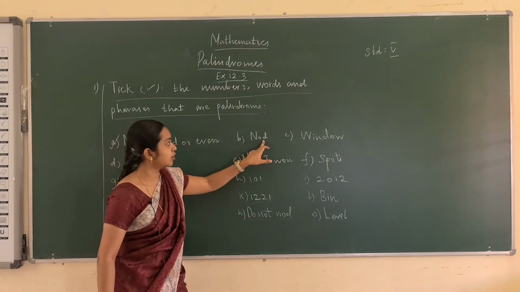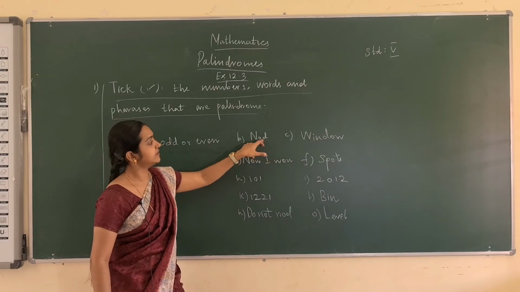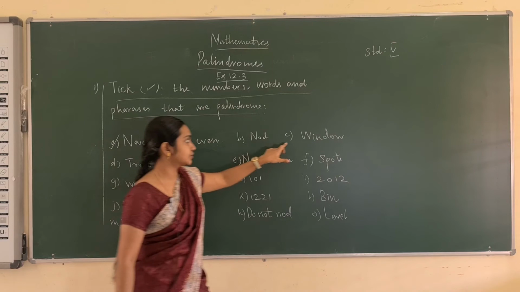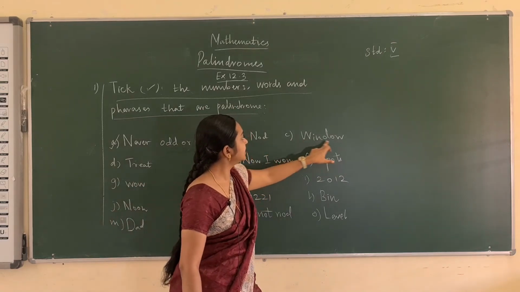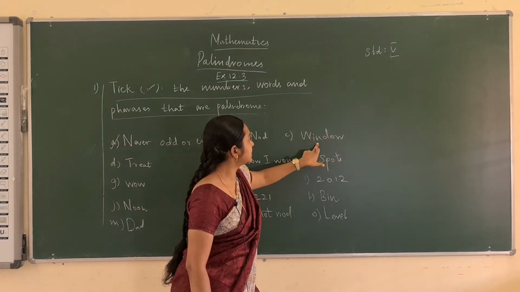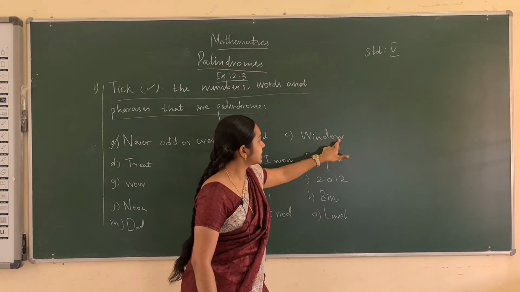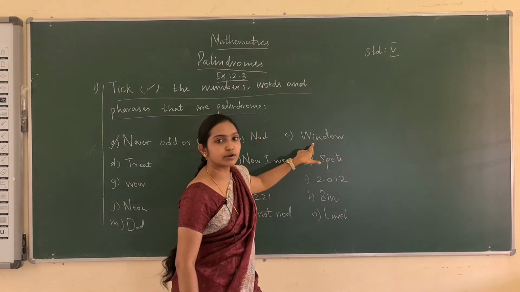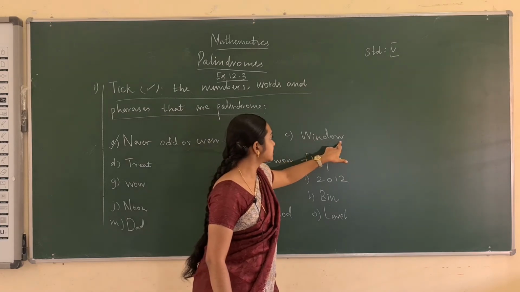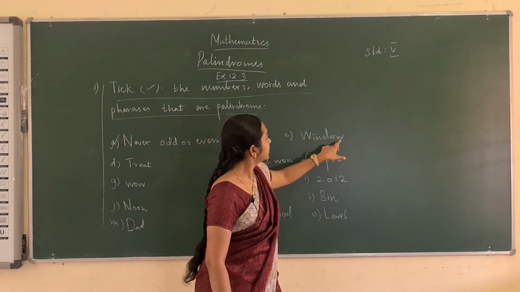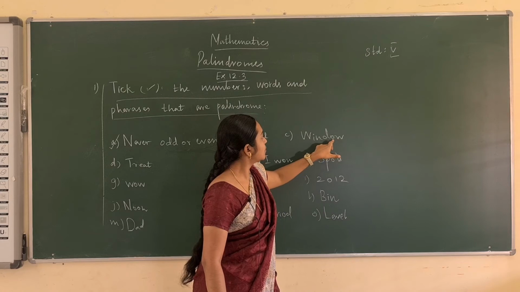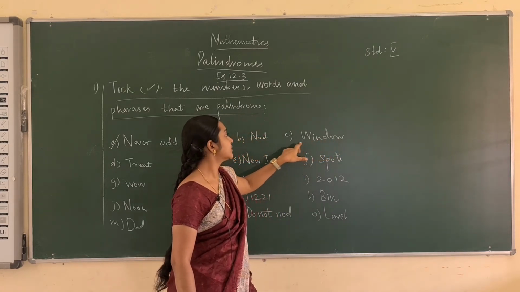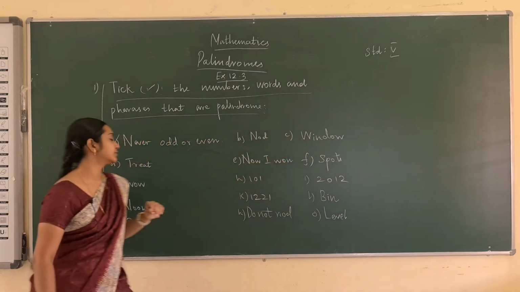Next, nod. If we reverse this, we will get don. So this is not a palindrome. Here, window. Next to W we are having I here. So next to W here also we should have I. Here we are having O. So it is not a palindrome. If we reverse window, we are getting W-O-D-N-I-W. So this is not a palindrome.